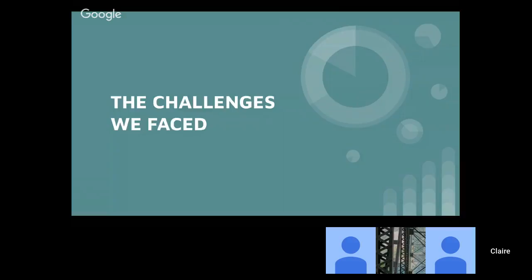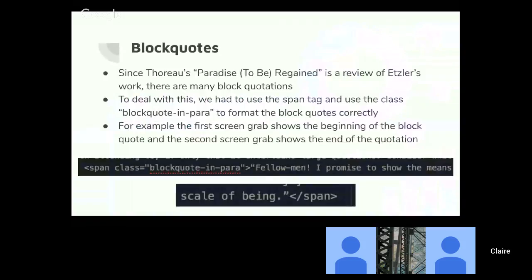And then in the actual process of cleaning the text, there were some other challenges. It's a book review. Thoreau was reviewing Etzler's book, so he uses a lot of quotations. The text is almost one third quotations, I believe.